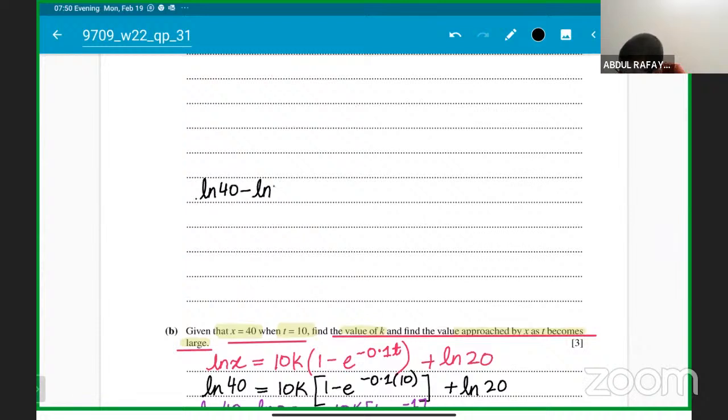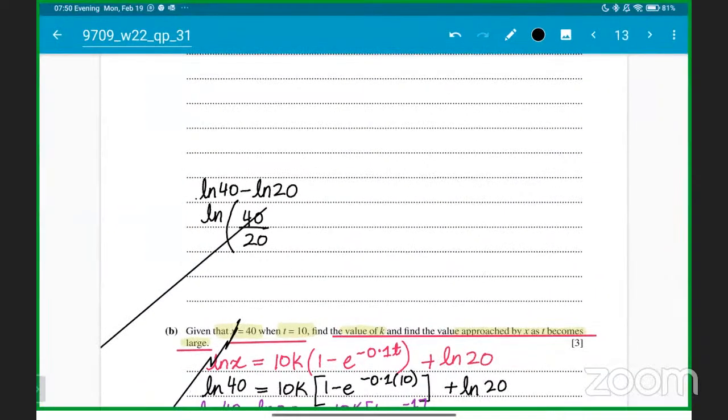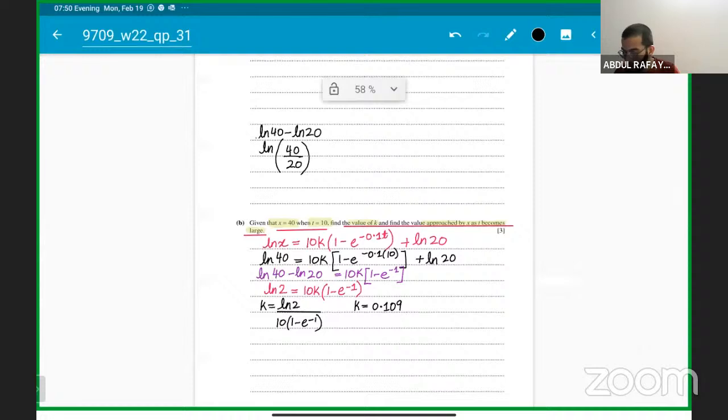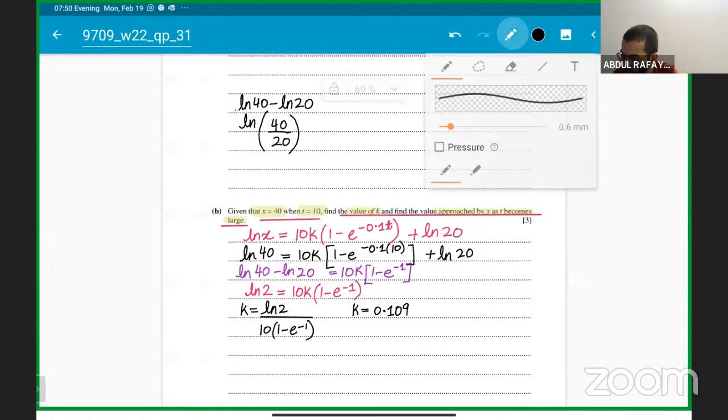ln40 minus ln20, I bring it to the left hand side, and then because the bases are the same, the logs can be divided because of the negative sign. Based on the algebra, getting it clear? We got the k value as 0.109.